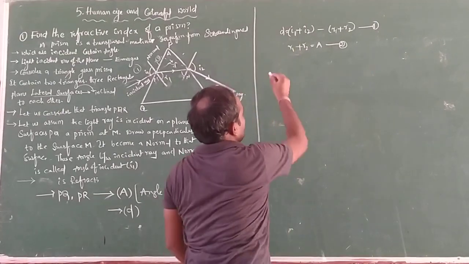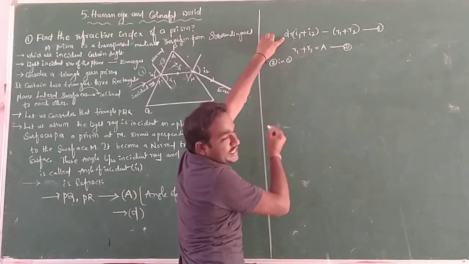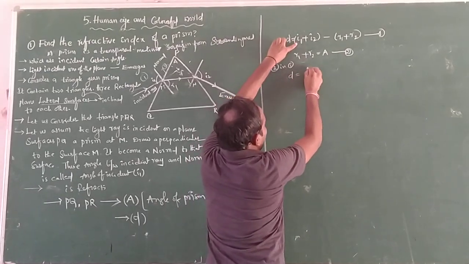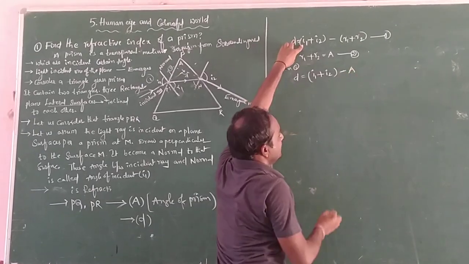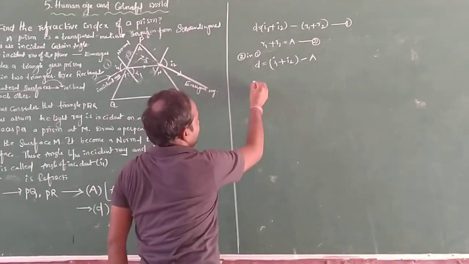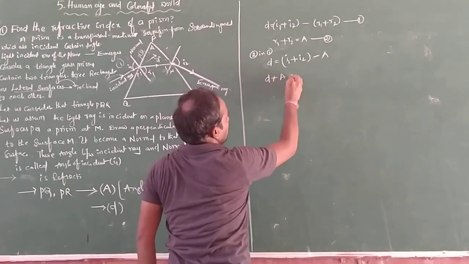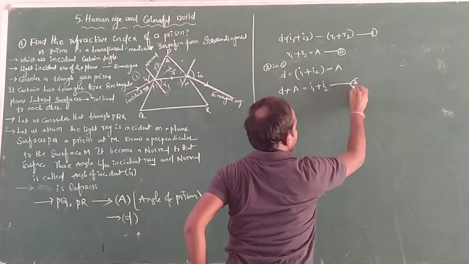We substitute equation 2 in equation 1. So d is equal to i1 plus i2 minus A. Taking the minus A to the left side, d plus A is equal to i1 plus i2. This is equation 3.